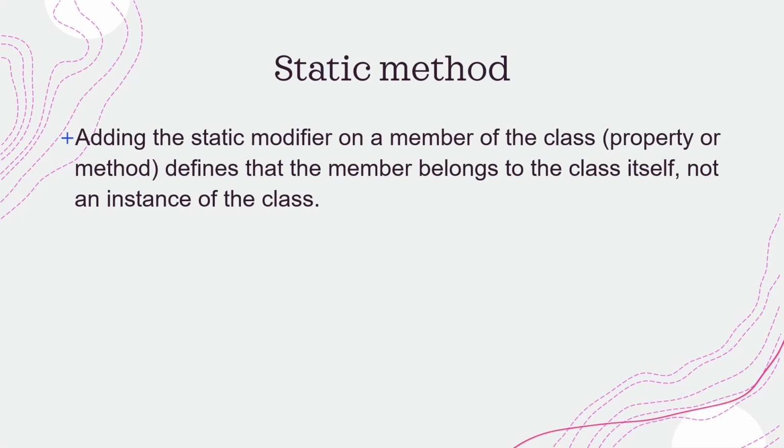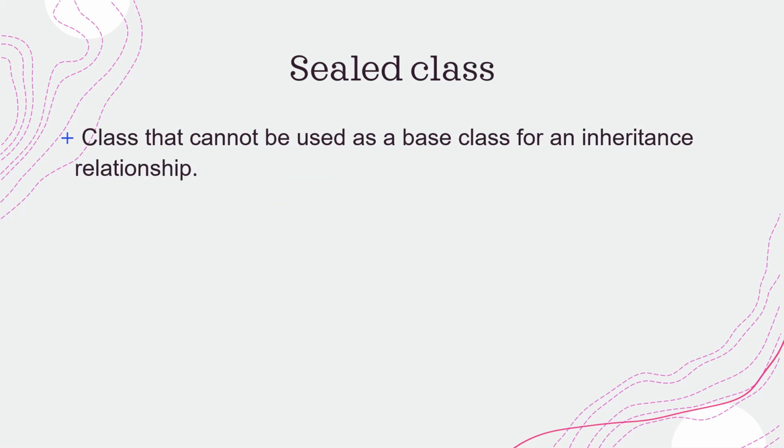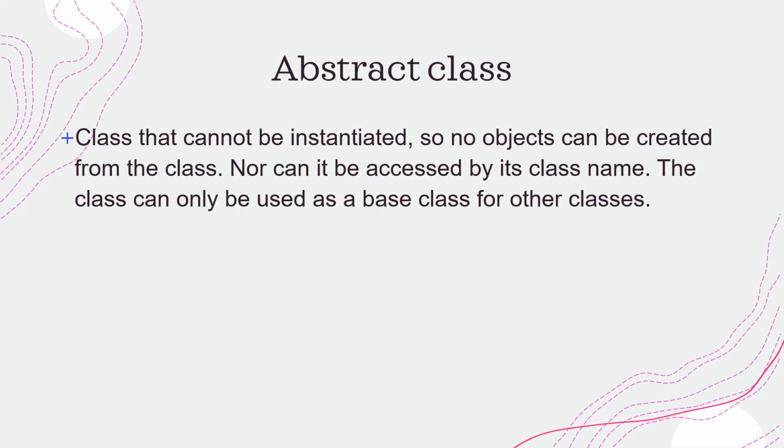Adding the static modifier on a member of the class defines that the member belongs to the class itself. Sealed class: classes that cannot be used as a base class. Abstract class: class that cannot be instantiated, so no object can be created from the class.